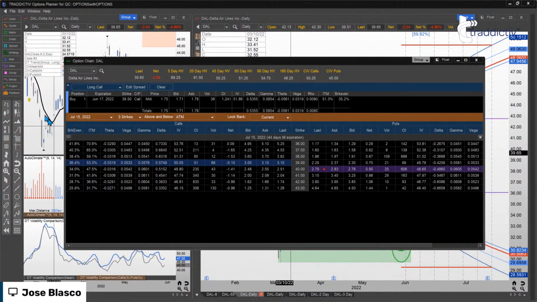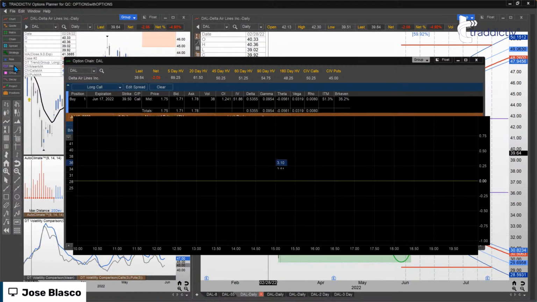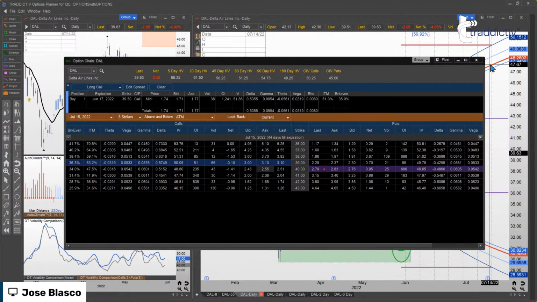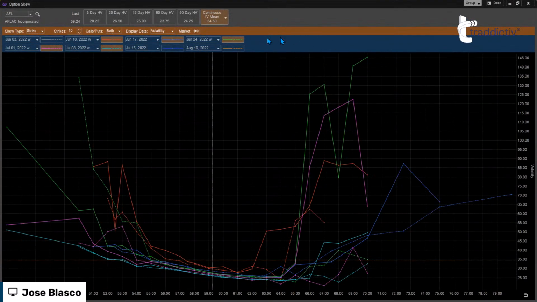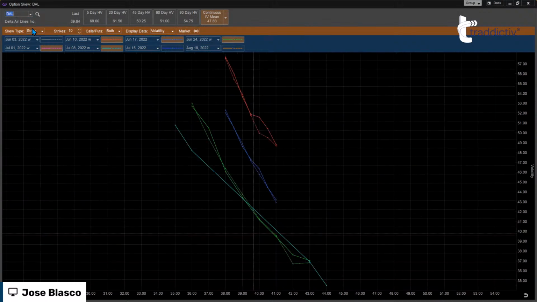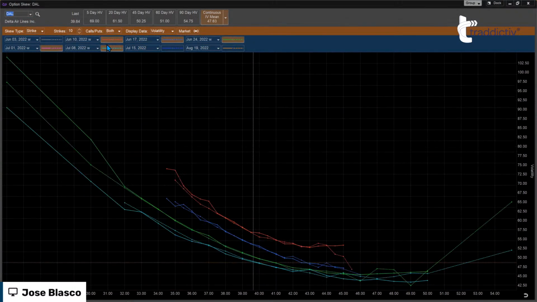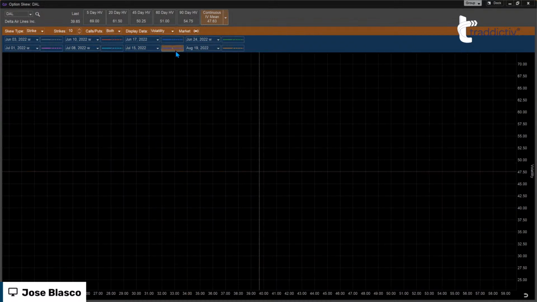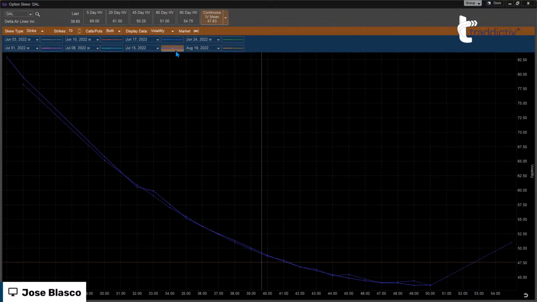What else? Actually, I don't need to open another skew. We already have one. Let me bring it up. If I look at Delta Airlines and the various implied volatility available, I'm going to start with July 15, because this one I need to buy for sure, because this is the one that will gain value as earnings approach.